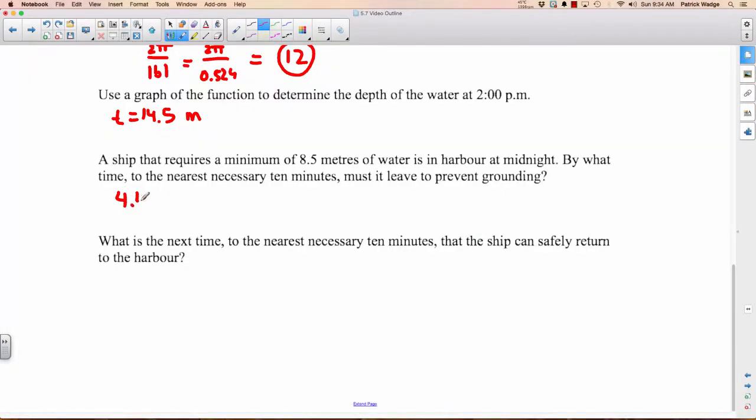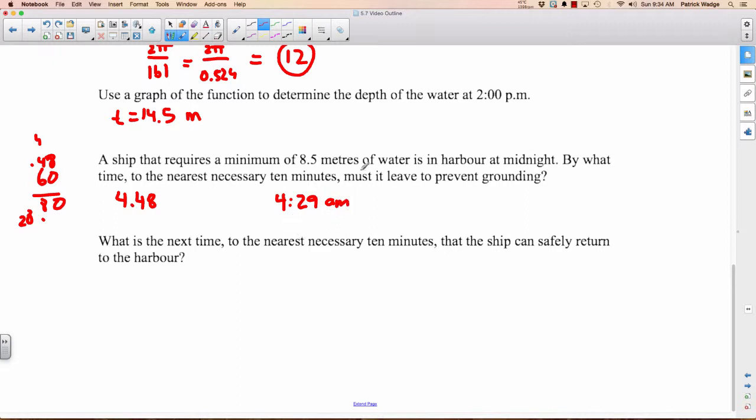4.48 hours. Well, the 4, obviously that means 4 complete hours. So 4 hours after midnight is 4 a.m. So we'll put 4. But this 0.48, what's that all about? Well, that's 0.48 of an hour. Each hour has 60 minutes. If I multiply 0.48 times 60, I get 28.8. So let's round it to 29, I guess. At 4:29 a.m., it has to be gone.